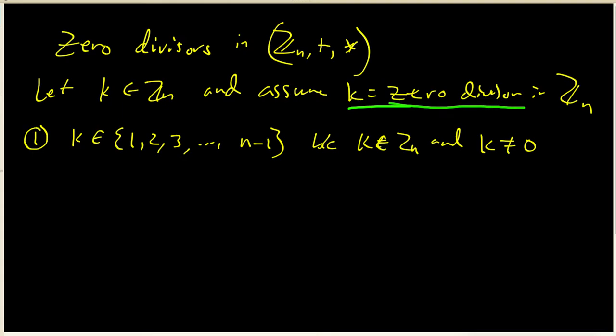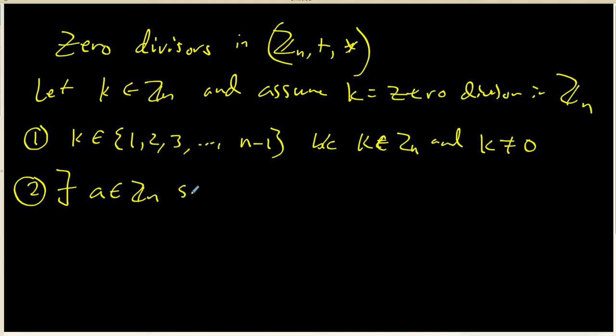Now, the fact that k is a zero divisor also tells us this. There exists an a inside Zn such that, first of all, a is not equal to 0, and second of all, a times k is going to be equal to 0 inside Zn. And the question is whether or not these two facts that we have sitting in front of us let us make any conclusions about what's going on.